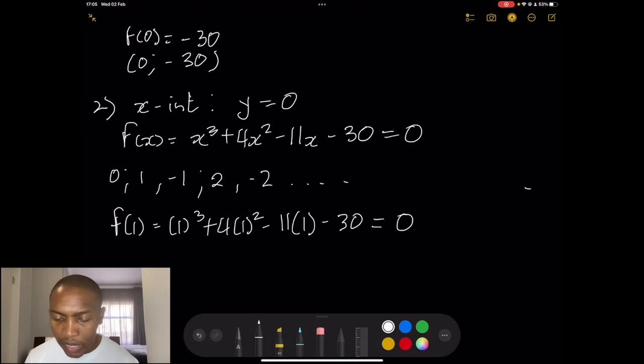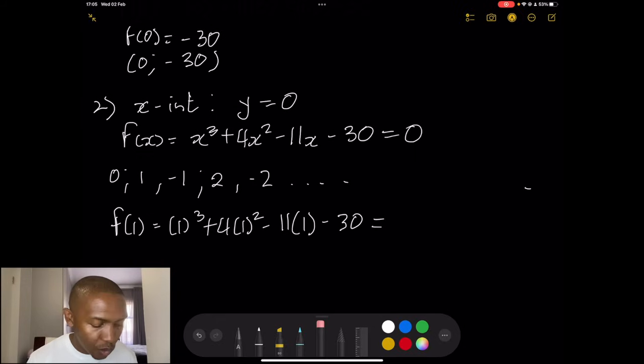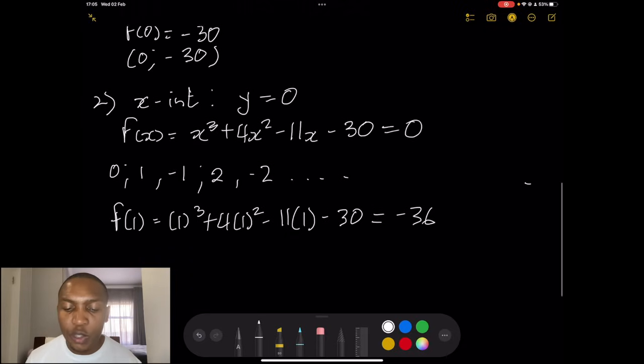We want to know what that number will give us. Let's find out. All you do is pull out your calculator and see. So I'm going to have 1 plus 4 minus 11 minus 30, and in this case I get negative 36. Because that does not give me 0, it means that 1 is not a factor.